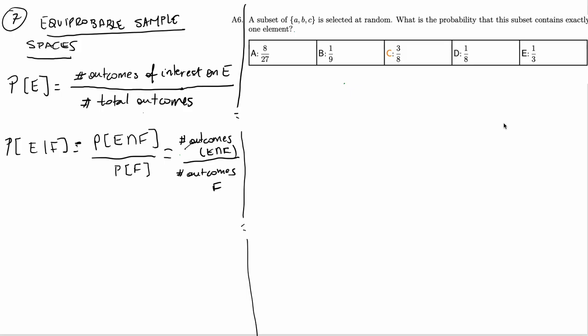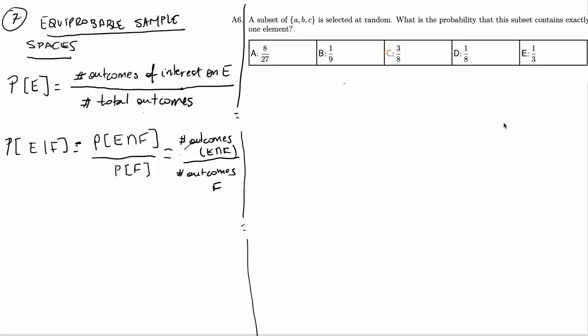It says like this: a subset of a set ABC is selected at random. So let's say that you have a bucket with all the possible subsets of ABC, and you're selecting them at random, meaning you close your eyes, put your hand inside the bucket, and grab one. The question is: what's the probability that the subset you draw contains exactly one element?